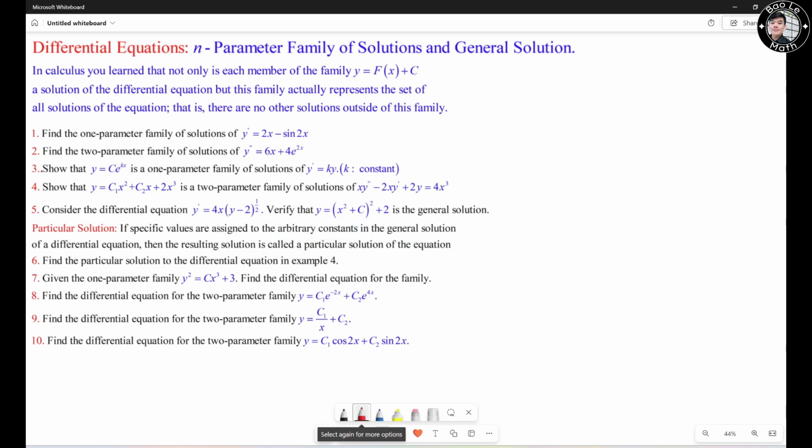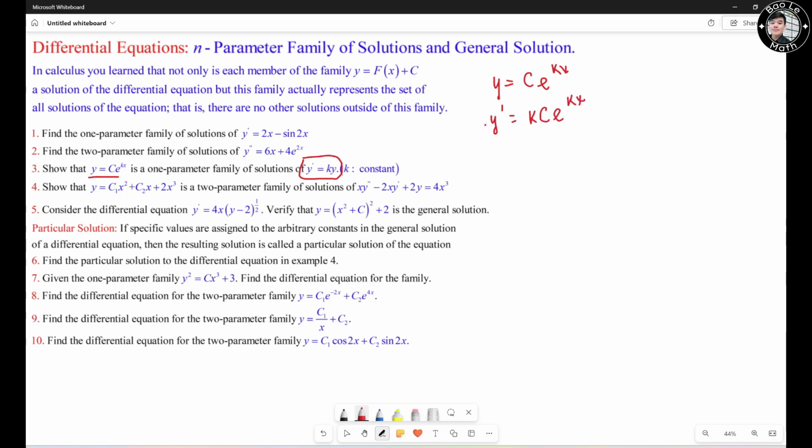Now let's move on to question number 3. We need to show that y equals c times e to the kx is a one-parameter family of solutions of the differential equation y prime equals k times y. So now we have this equation right here, and we need y prime. So we have y right here, and we take the derivative of this one. So we have y equals c times e to the kx. Now take the derivative. So it's going to be y prime equals k times c e to the kx.